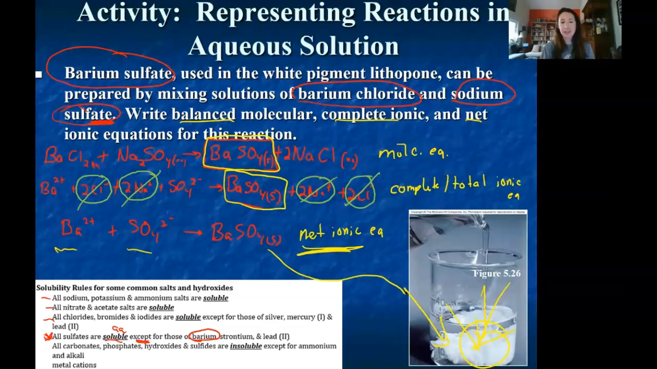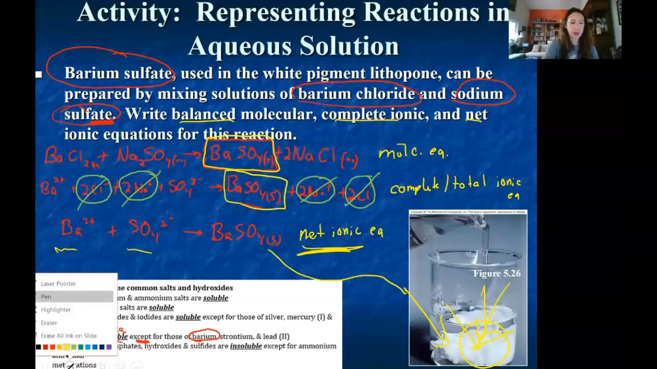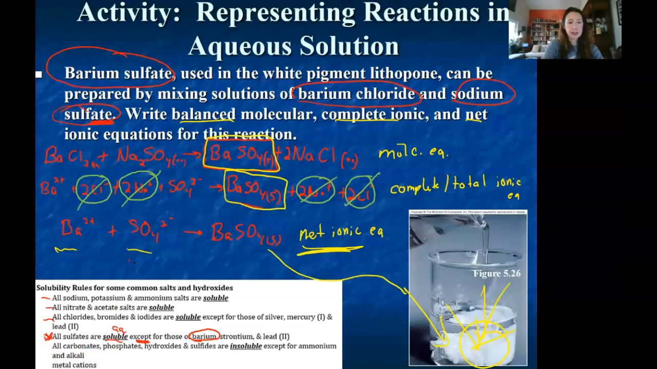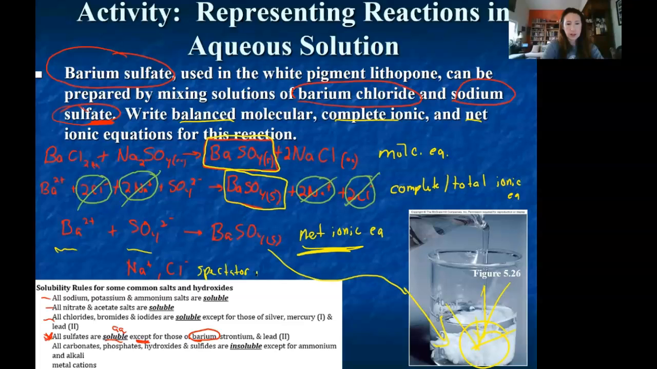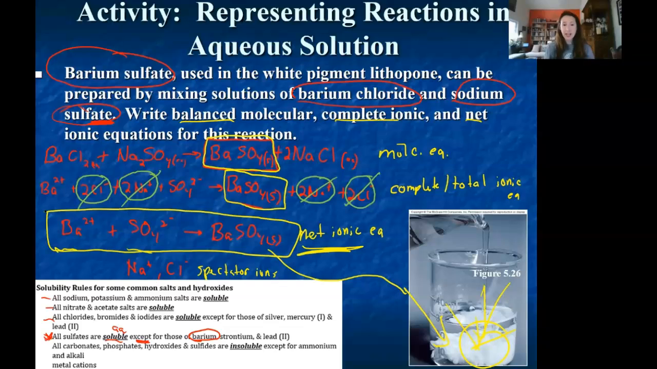The Nas and the Cls, they were just like watching. They really had no part in this equation. That's why we call them spectator ions. So Na plus and Cl minus, we call them spectator ions. The reason we call them spectator ions is because it's just like spectators in a sporting event. They're not involved in the sport, they're just watching it. These Nas and Cls are just watching the reaction happen. This is what actually happened, right? So that's what actually occurred in the reaction.